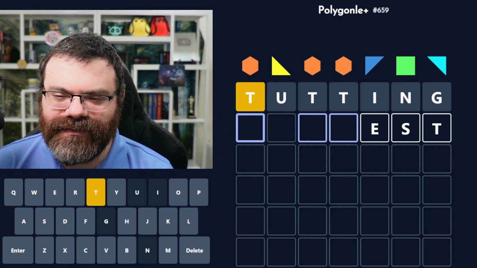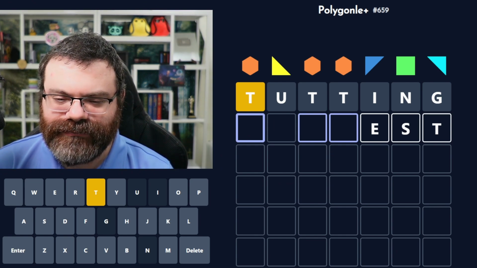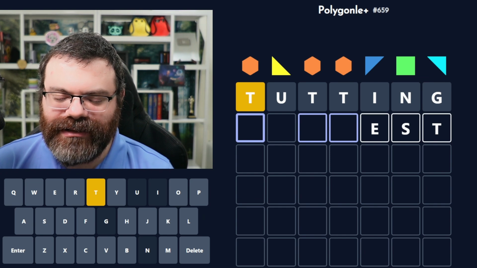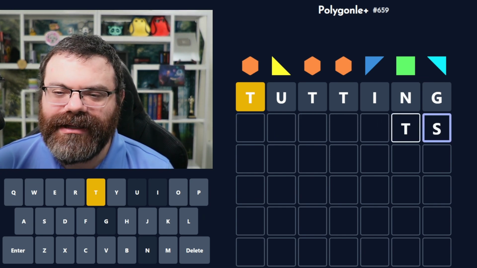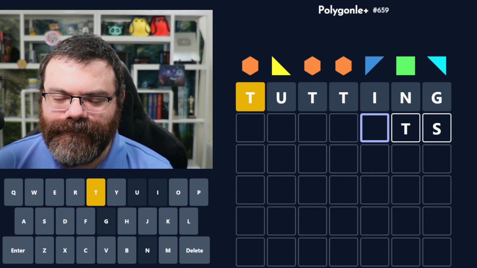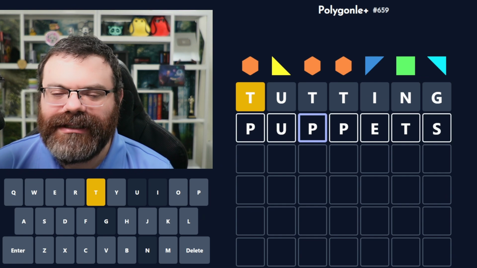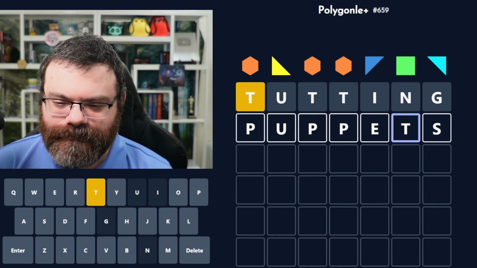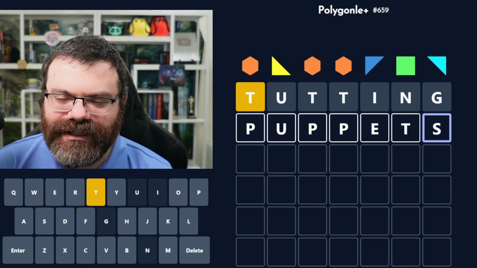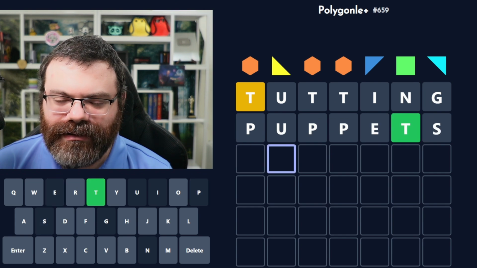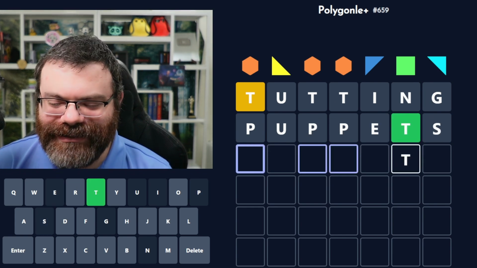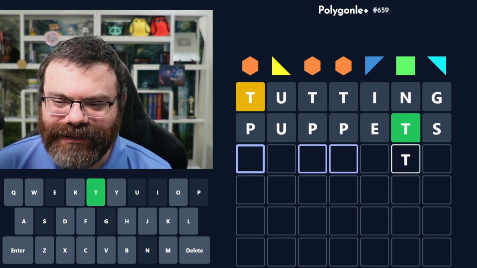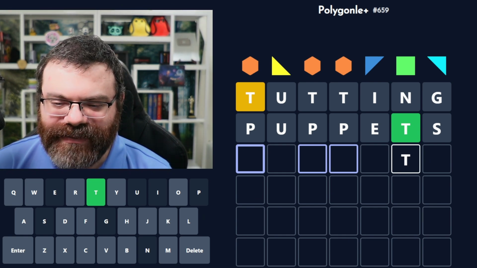I'm just not seeing how this would work. None of the letters make any sense for est ending. What about like a TS ending, like ats or ets? Puppets. It's not going to be puppets. Why not? Because there's no U, but I'm going to guess it anyway. Got the T right, but nothing else. Oh, this T. I knew the U wouldn't be right. I thought that would help, though.